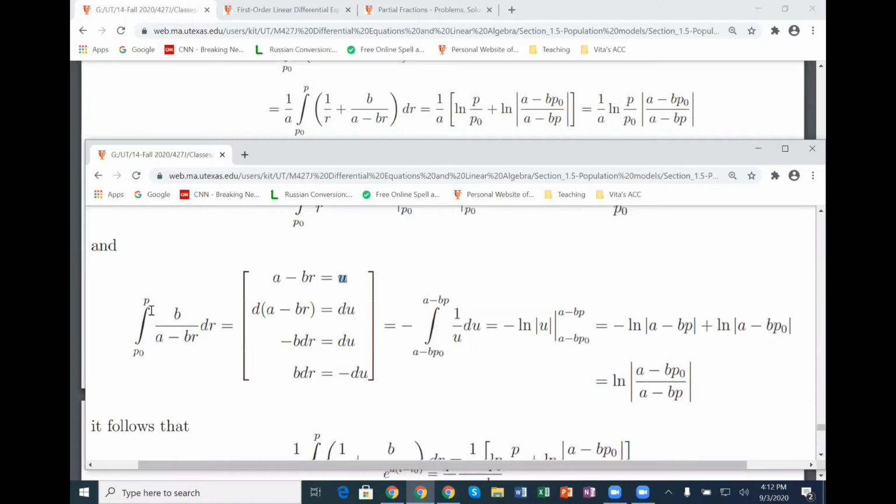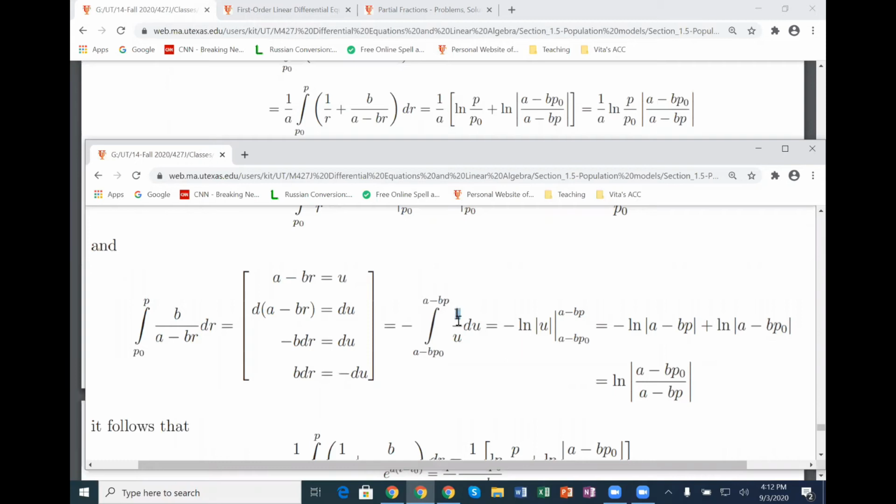Lastly, since here we have integral from p0 to p, we have to change this number and this number. Note that r is gone. We have u, and u is equal to this. Since u is equal to this, if r is equal to p0, u is equal to a minus b times p0. It's exactly what we have here. Similarly, if r is equal to p, u is equal to a minus bp. It's exactly what we have here.